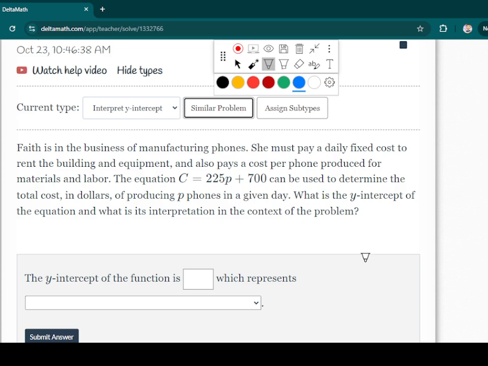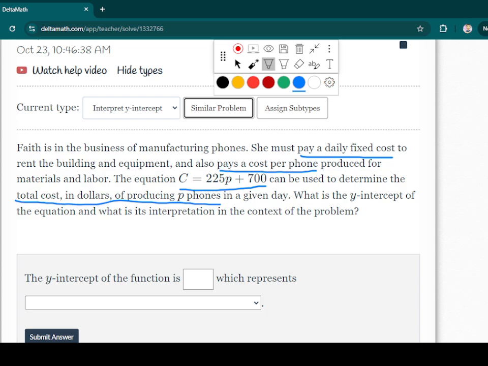So we have Faith, who is in the business of manufacturing phones. She must pay a daily fixed cost to rent the building and the equipment, and also pays a cost per phone produced for materials and labor. So we've got the equation C equals 225p plus 700, which is used to determine the total cost in dollars of producing P phones in a given day. This problem in particular is asking what is the y-intercept of the equation and what does it mean?